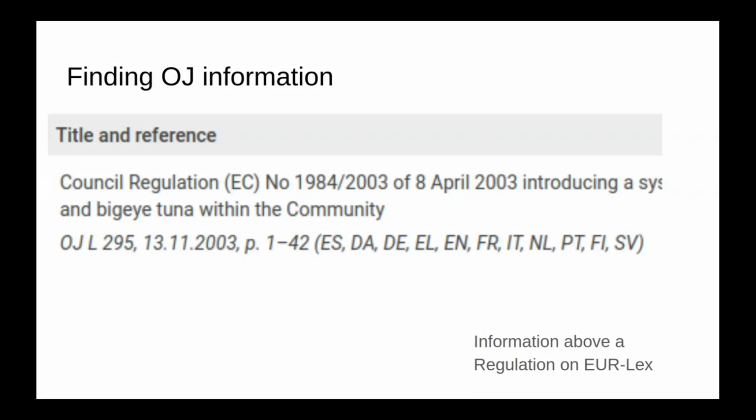Once again, we've been told some extra things. As well as the start page, we've been told the end page, 42. And again, we've got the full date of publication, not just a year. As we'll see in a moment, we don't need to include everything we're given. In case you're wondering, all the letters in brackets at the end indicate which EU languages this document is available in.